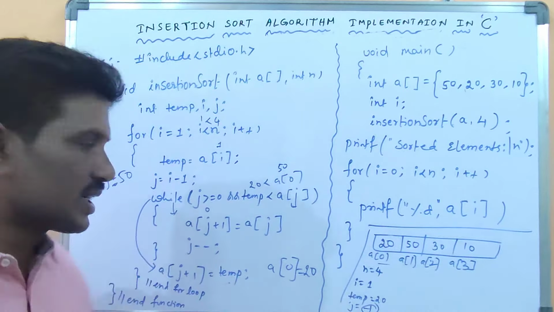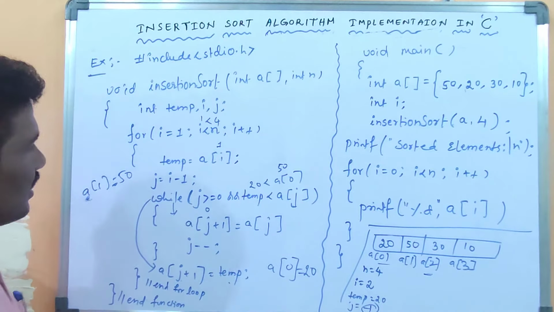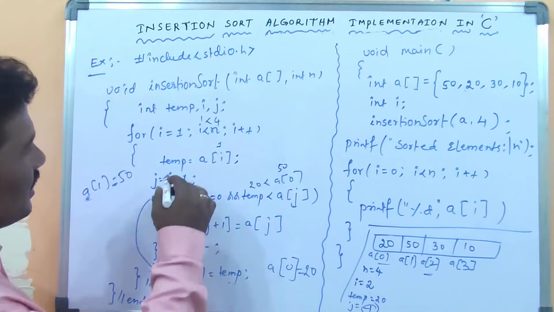Then after this statement has been executed, the i value is incremented by 1. Now i value becomes 2. 2 means this one. Isn't it? Then temp equal to A of 2. What is the temp value? It should be 30. Then j equal to i minus 1. The i value becomes 2, so 2 minus 1 is 1. Because this should be compared with this one. After that, where should I insert it? We can check it once. Then swap.